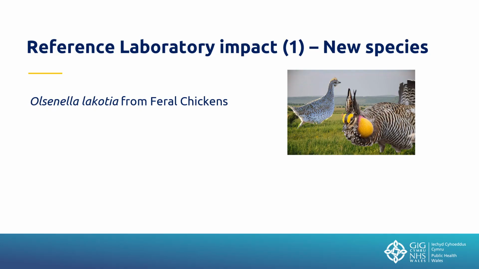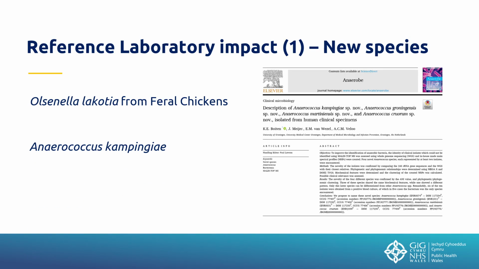In terms of impact in terms of new species, you can see here one example of the discovery of Olsenella from feral chickens. For those of you who don't know what a feral chicken looks like, there's a picture there. And then there's new species, and again this is just one example of many that are available in the literature.